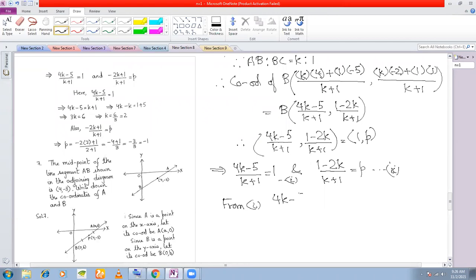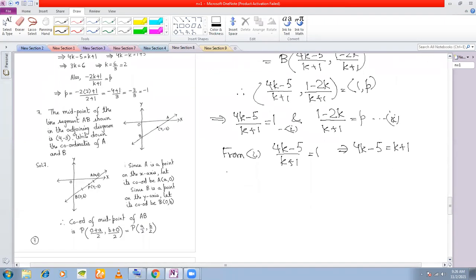From 1, (4k - 5)/(k + 1) is equal to 1. That means 4k - 5 is equal to k + 1. That means 4k - k is equal to 1 + 5. That means 3k is equal to 6. That means k is equal to 6 by 3, so k is equal to 2.